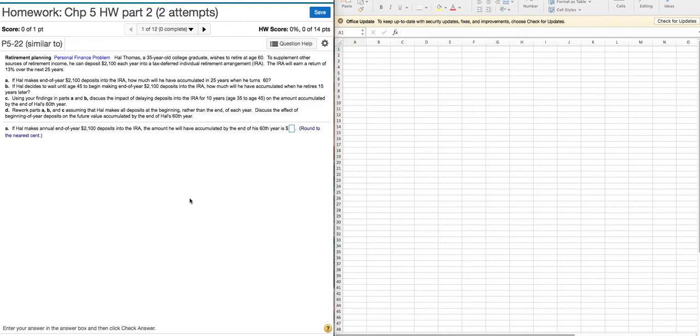So this is problem 5-22, and we have a 35-year-old college graduate named Hal Thomas, and he's looking to retire at the age of 60, so 25 years until retirement. And to supplement other income, he can deposit $2,100 each year into a tax-deferred IRA.